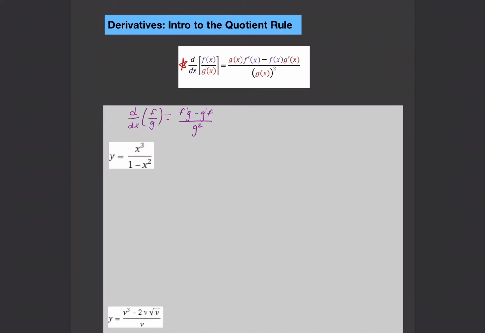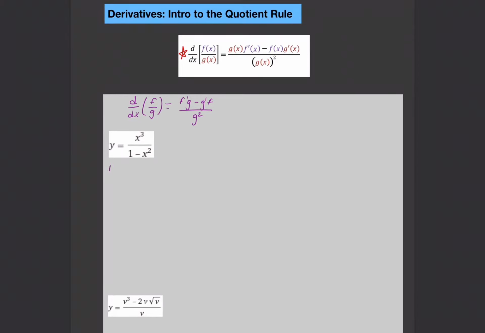So now, in our first example, we'll find our f and our g. f is going to be our numerator, which is x cubed, and our g is going to equal 1 minus x squared, which is our denominator. Now we can get our derivatives. Our first derivative will be 3x squared for f prime, and our g prime will be negative 2x. Now we can plug these into our formula.